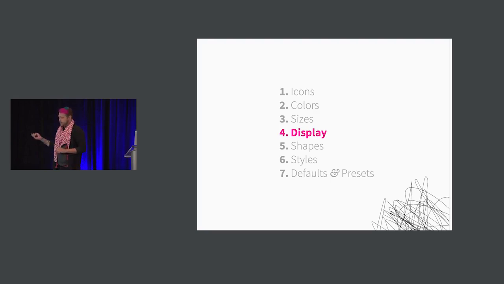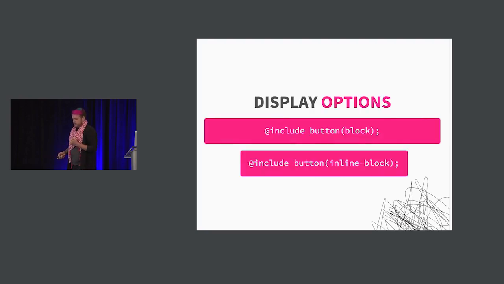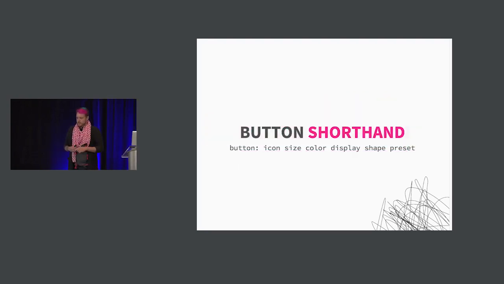So let's deal with display. Let's say we want, just simply, to be able to say that our buttons should be block, inline block, or inline. Inline is not really going to be that useful, but block or inline block. Something like this. We'll want to include a button that's block. We'll want to include a button that's inline block.